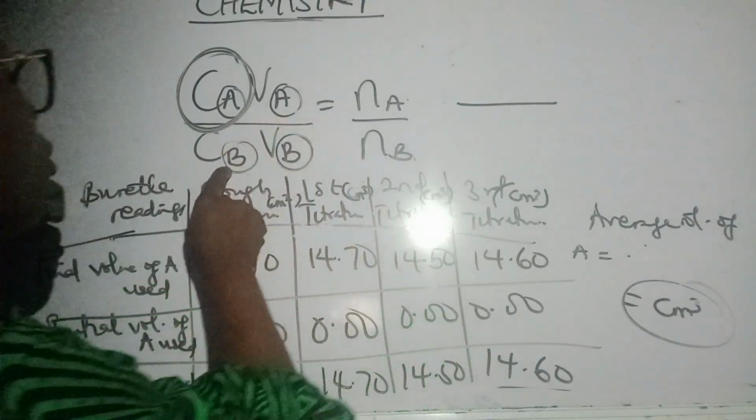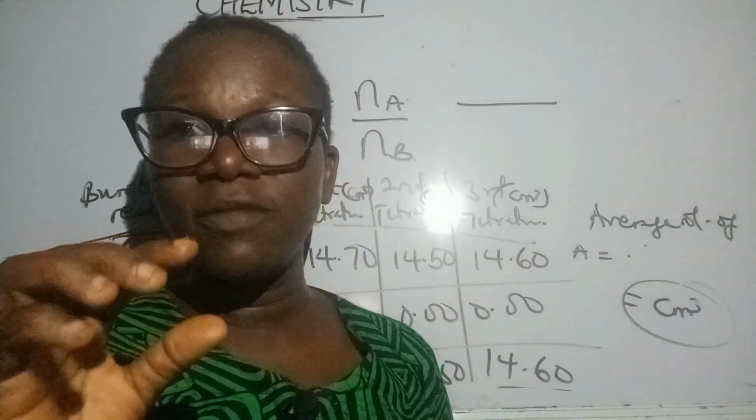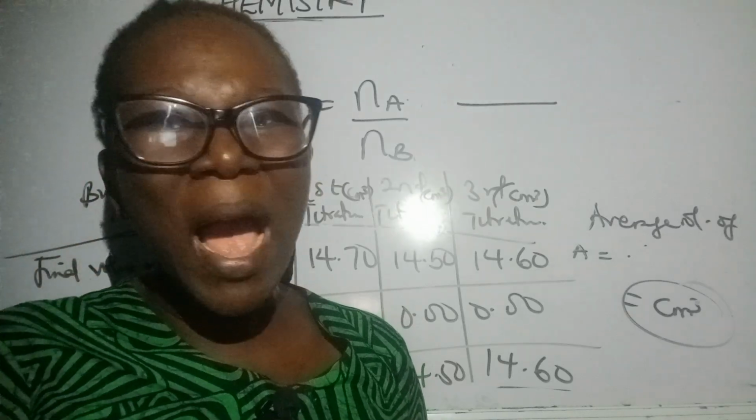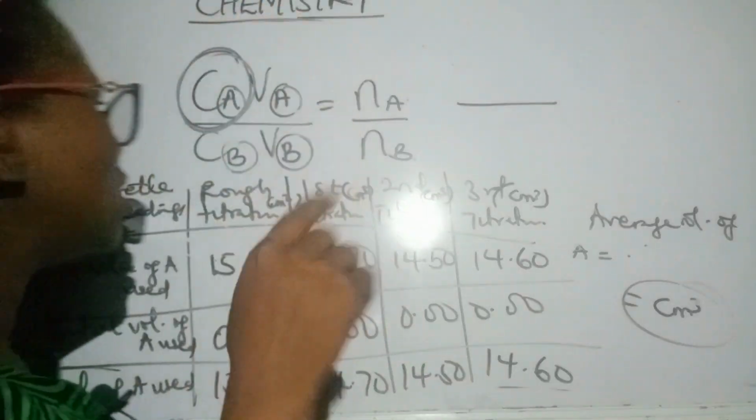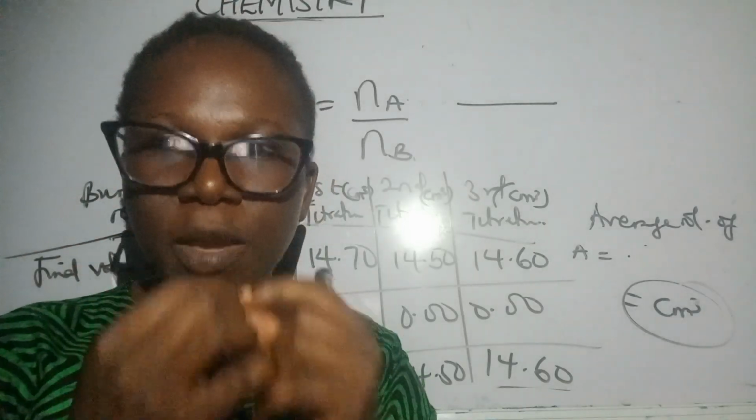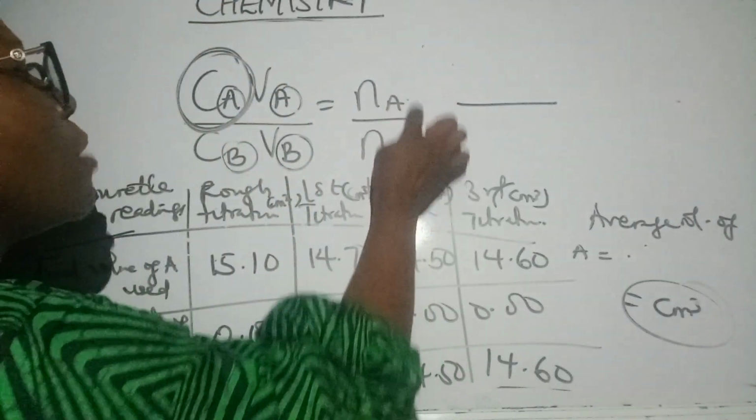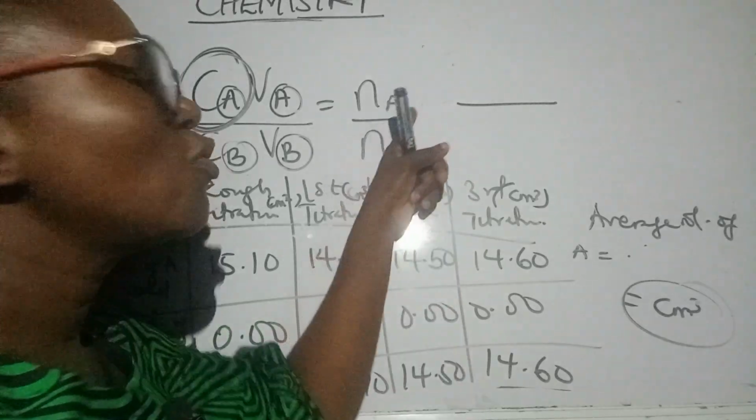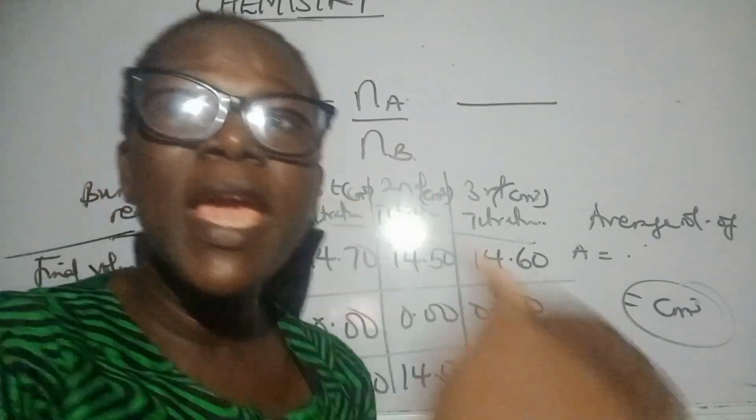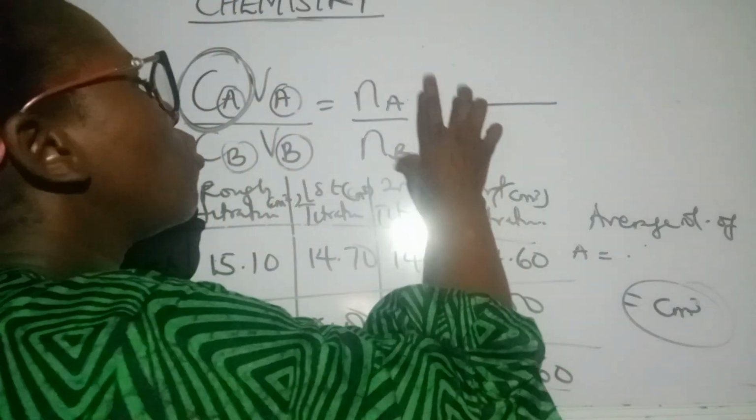That is VA. CB is the molar concentration of B. If the question is given, the values will be given in the question, it may be mole per dm cube. VB is the volume of the pipette. Some schools use 25, some schools use 20. And this is the number of mole of acid and base in the equation of reaction, or number of mole of A and B, the oxidizing agent and the reducing agent, in the equation of reaction.